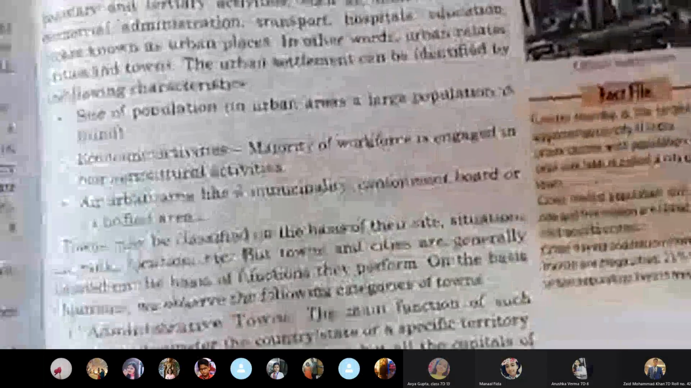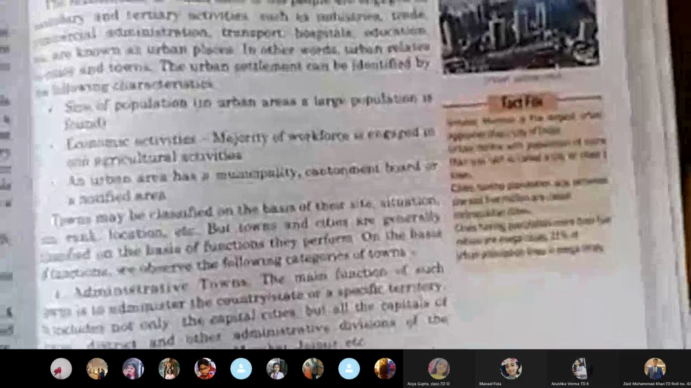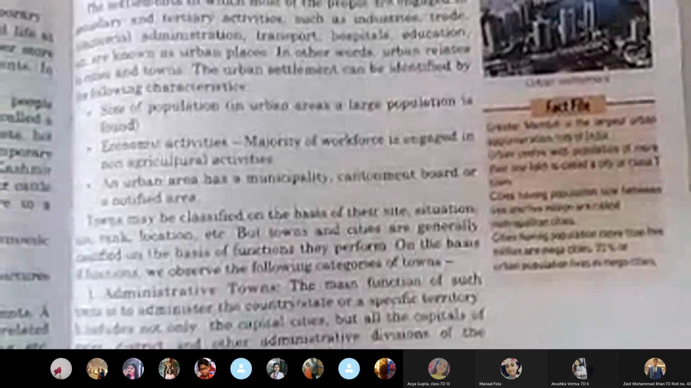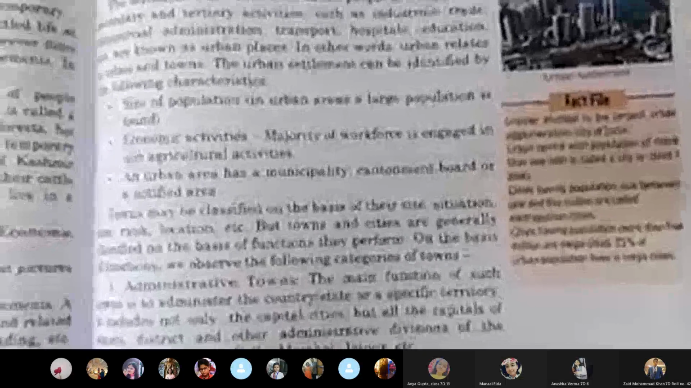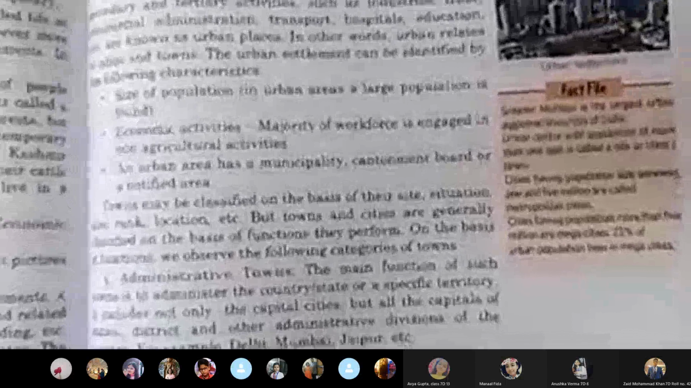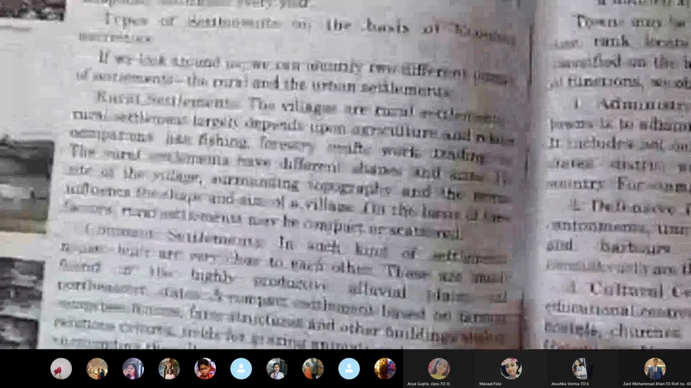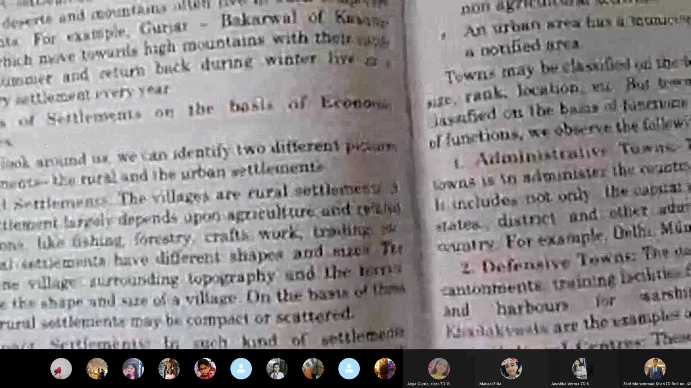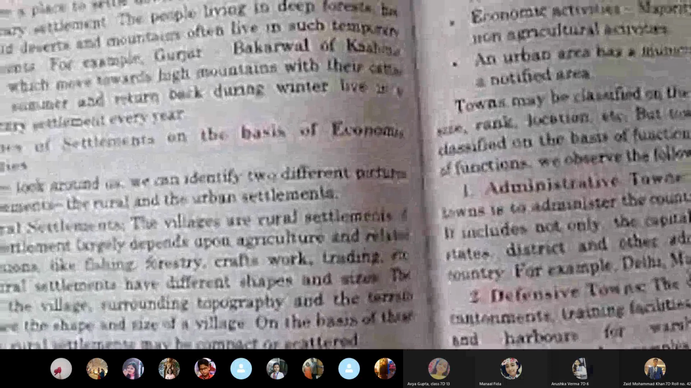Then we talk of urban settlements. That means the settlements in the cities. These are settlements in which most of the people are engaged in secondary and tertiary activity. You remember what secondary and tertiary activities are? They are not related to agriculture or the primary activities. Like here, we talked of agriculture, fishing, forestry, crafts work, trading, etc. So these are the primary occupations.